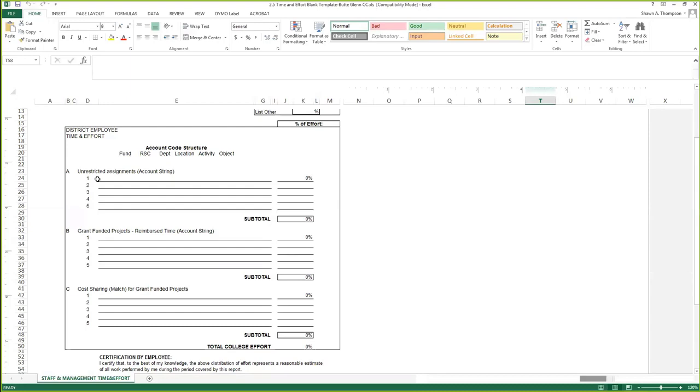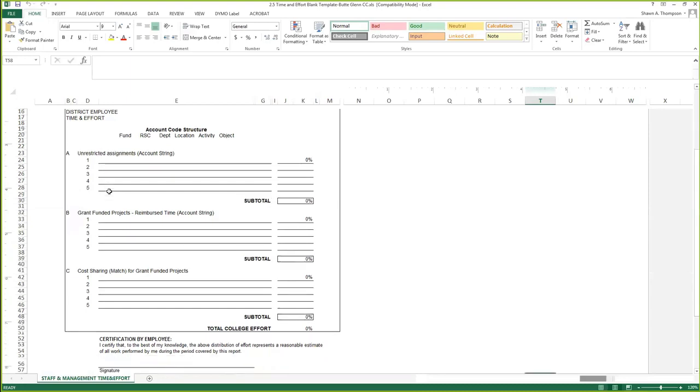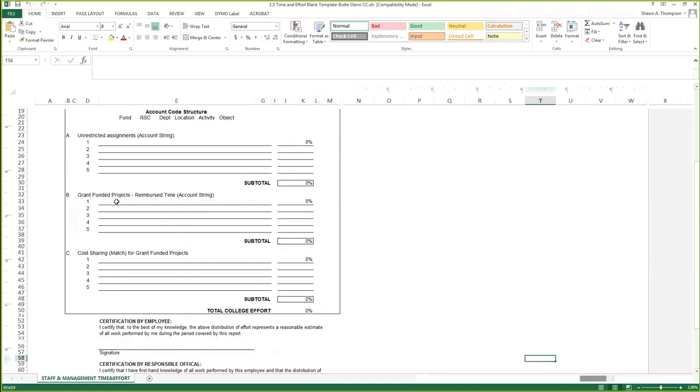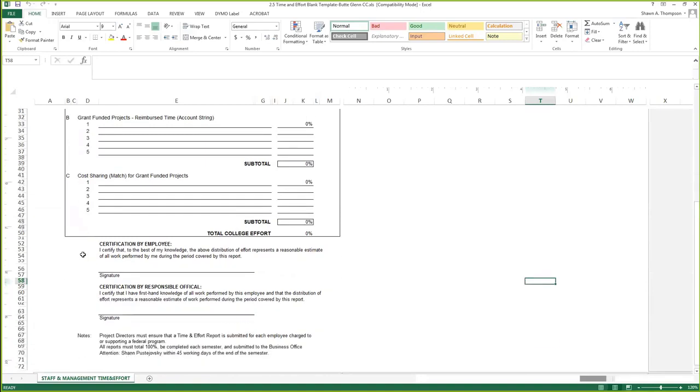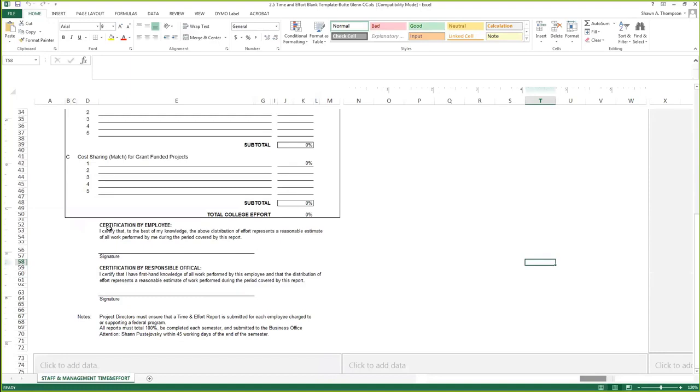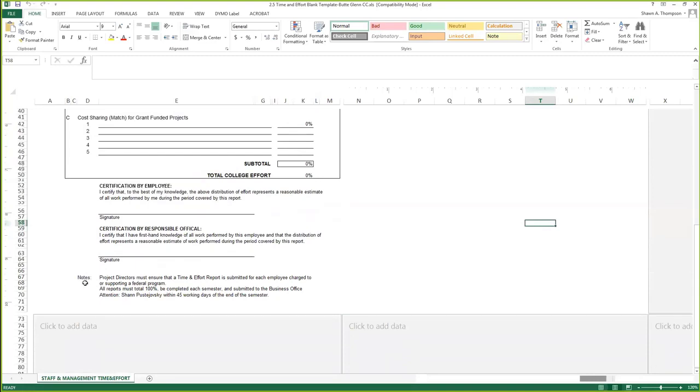unrestricted assignments. You'd have your chart field string here and percentages, grant funded assignments, and then cost sharing for the grant. And then have that add up to 100%. You'd have an employee signature, responsible official, which I think would be their supervisor in most instances, and then some instructions down here.